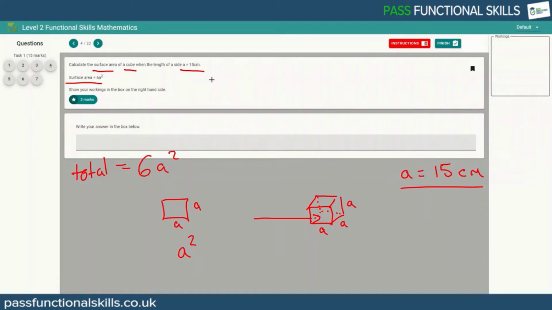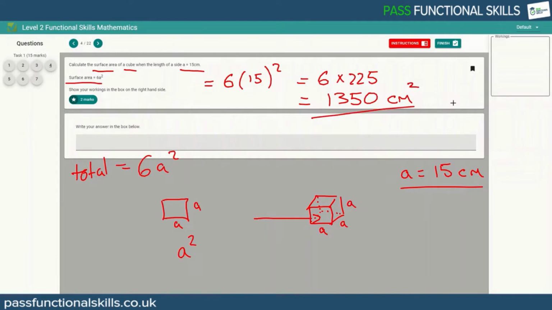So we have total surface area is equal to 6 times 15 squared, and that comes out to 6 times 225, which is equal to 1,350. And remembering the units, which in this case is centimetres, and since it's an area, it's going to be squared. So the total surface area is 1,350 centimetres squared.